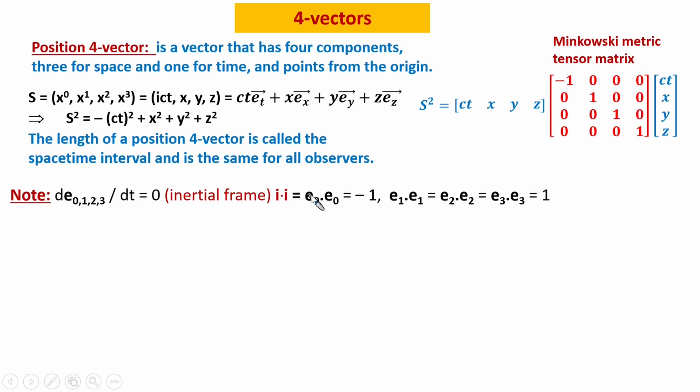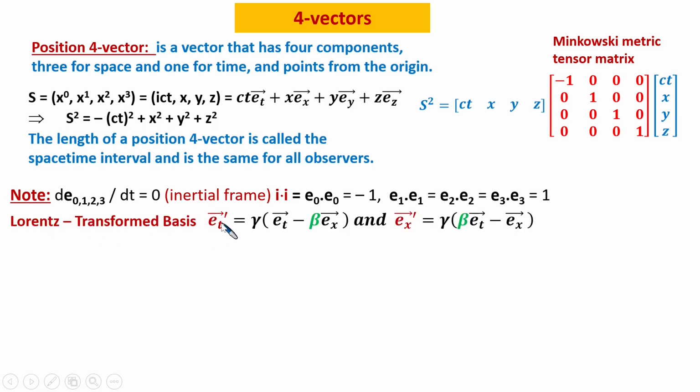And here, as I said, if you take the dot product of the basis vectors, it is -1 for e0 dot e0, and e1 dot e1, e2 dot e2 and e3 dot e3 are equal to 1. Since they are all orthogonal, the cross terms will be 0. Similarly for the Lorentz transform basis, which is very similar to the Lorentz transform we discussed earlier: t prime is gamma times (t minus beta x), and x prime is gamma times (beta t minus x). So in the prime frame also, et prime dot et prime is -1 and ex prime dot ex prime is equal to 1.